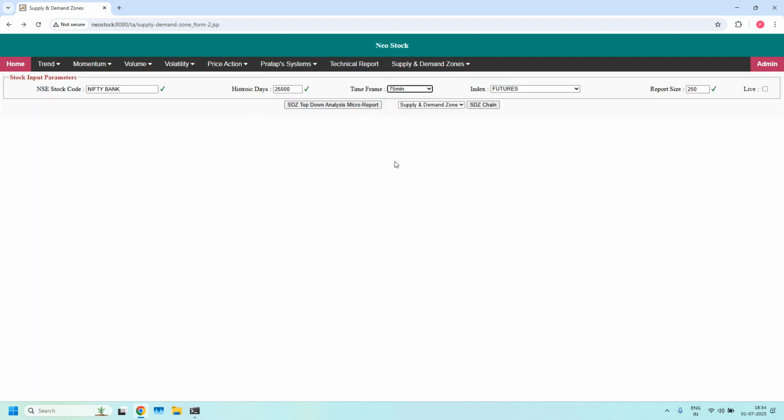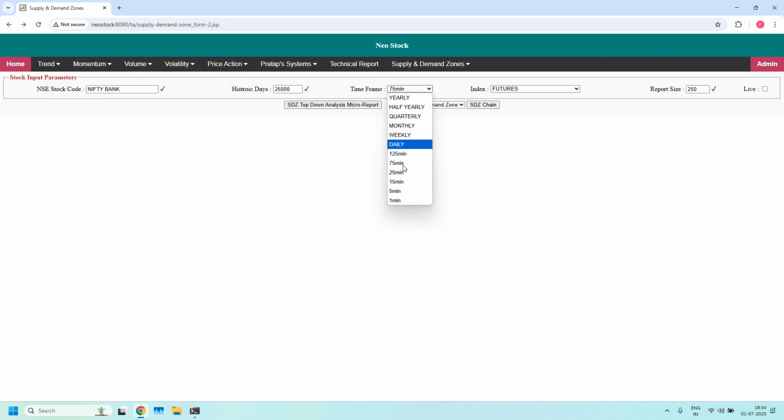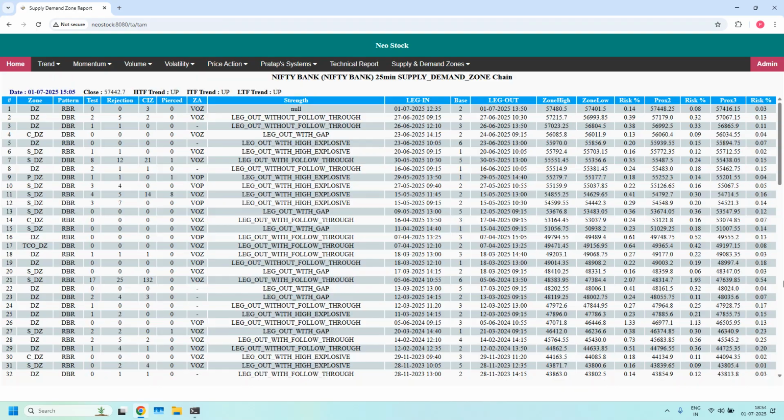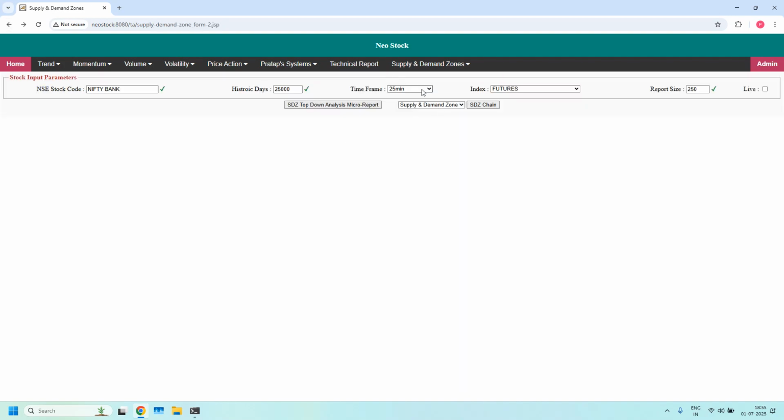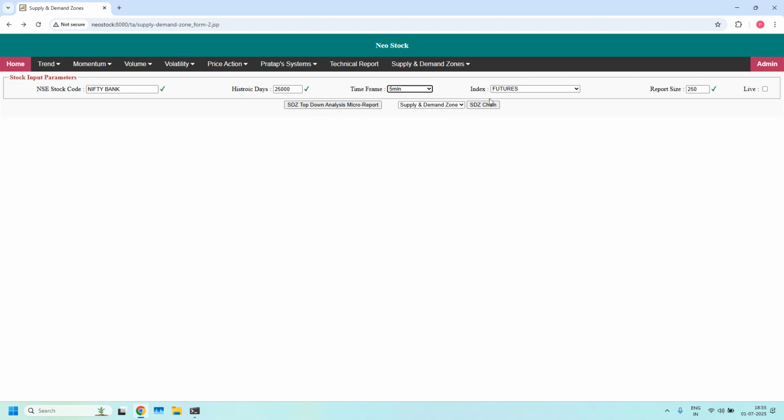Next, generating 75 minutes supply demand zone chain for BANKNIFTY. Next, generating 25 minutes supply demand zone chain for BANKNIFTY. Next, generating 15 minutes supply demand zone chain for BANKNIFTY. Next, generating 5 minutes supply demand zone chain for BANKNIFTY.